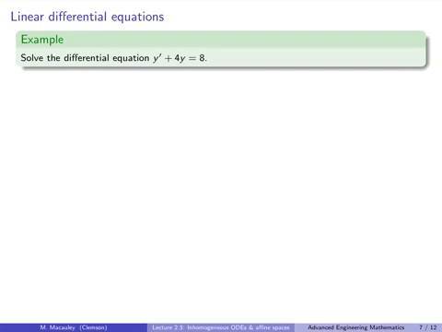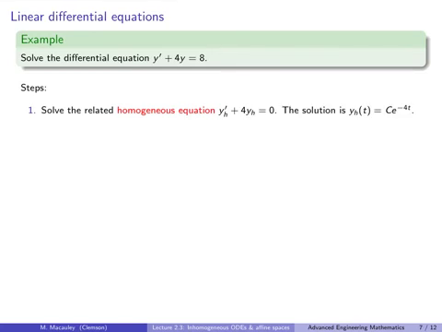This is a way that you likely haven't seen before, although you've definitely seen it for second order equations. Step 1. Solve the related homogeneous equation. Take this 8, make it 0, and solve that equation. And this is something that you should be able to do by inspection. It is c e to the negative 4t. Step 2. Find any particular solution, y_p of t, to the inhomogeneous ODE.